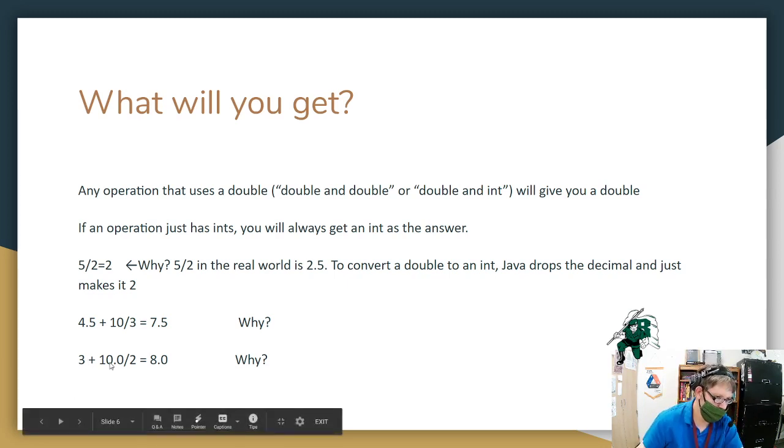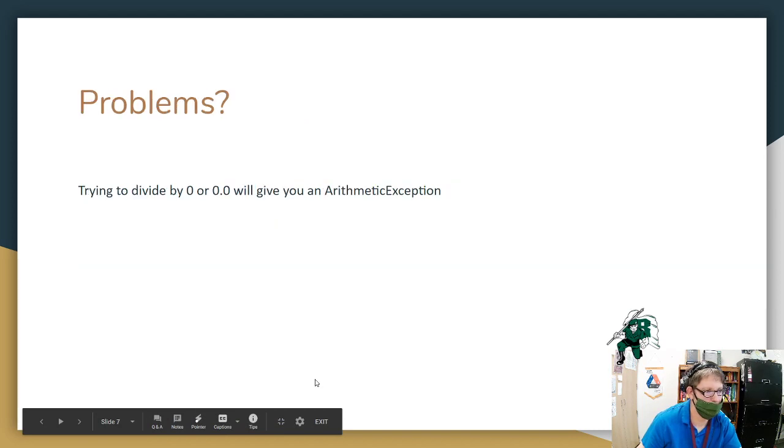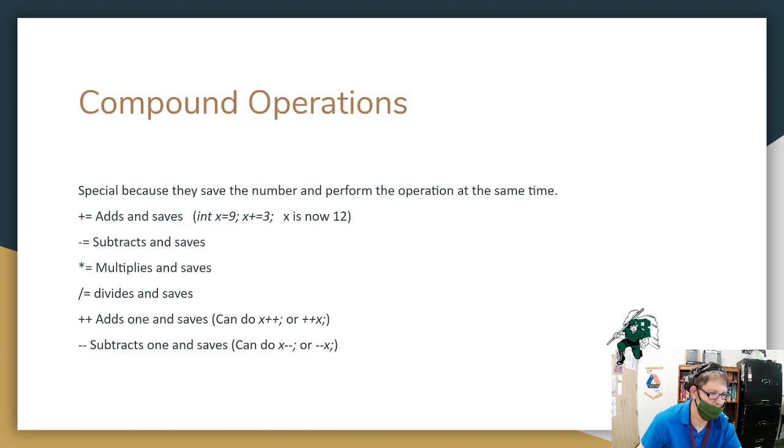Over here, 10.0 divided by 2 is 5.0. And this is not 10, this is 10.0. Right? And 10.0 divided by 2 is 5.0. And 3 plus 5.0 is 8.0. Yeah? And if you try to divide by 0, it goes bad. Terribly bad.